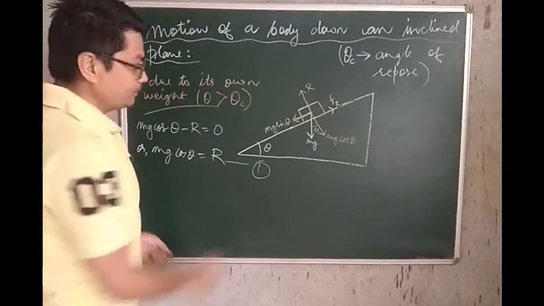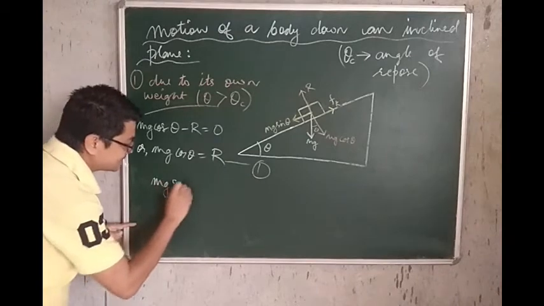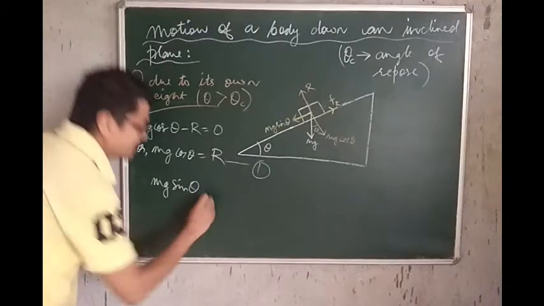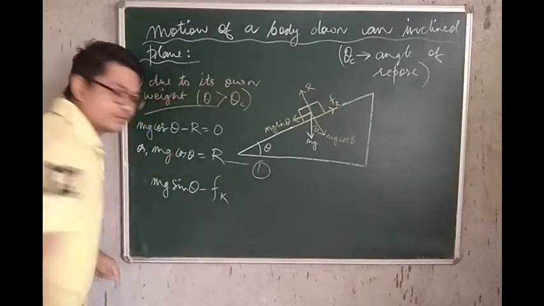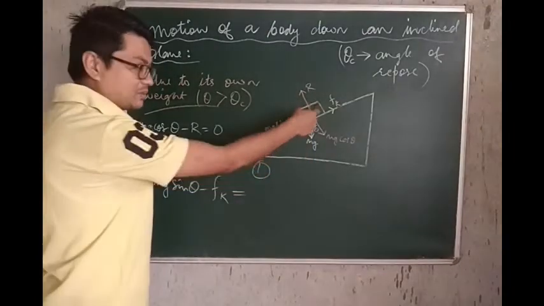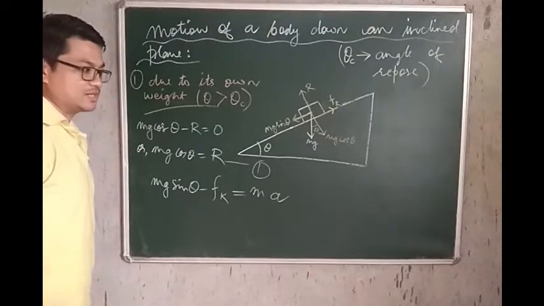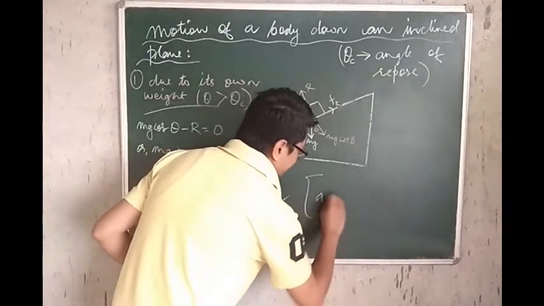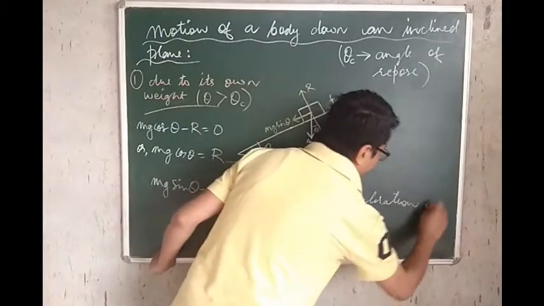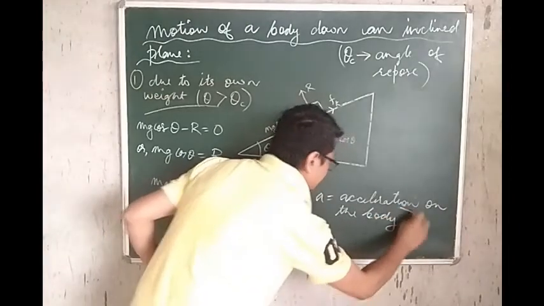Now equation 2 gives us mg sin theta, which is greater than the force of kinetic friction acting right now, don't forget, so mg sin theta minus F_k is equal to m a. The mass of the body is m, and let us suppose a is the acceleration produced on the body.